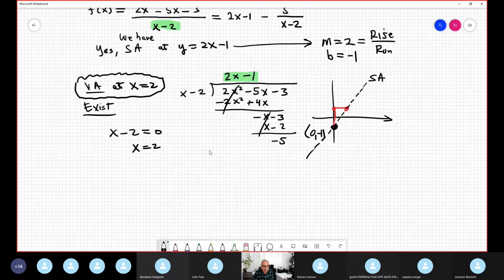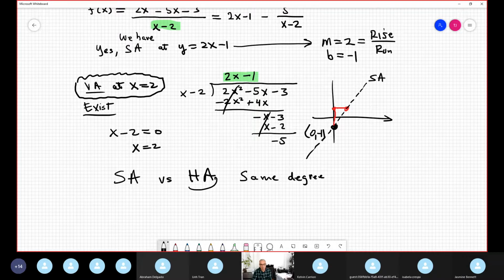Slant asymptote versus horizontal asymptote. Horizontal is when the degree is the same degree, or the degree of Q is bigger than the degree of P.